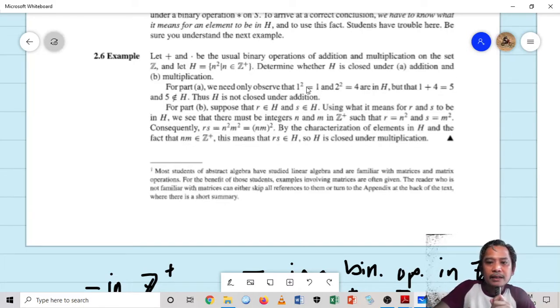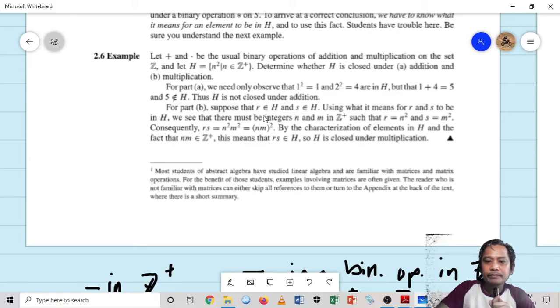So we need to observe that 1 squared, which is 1, and 2 squared, which is 4, are both in H, but the sum 1 plus 4 is 5. But we cannot find an integer whose square is 5, meaning 5 is not a perfect square. 5 therefore is not in H. Therefore, H is not closed under addition. So that means to say that addition is not an induced operation from Z to H.